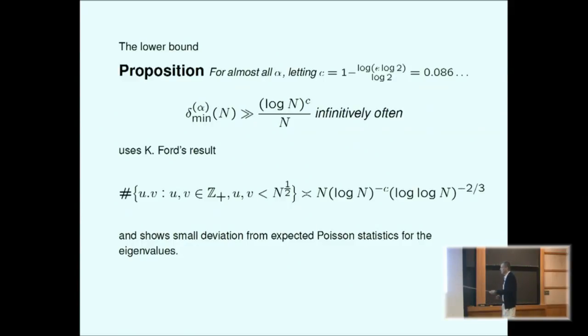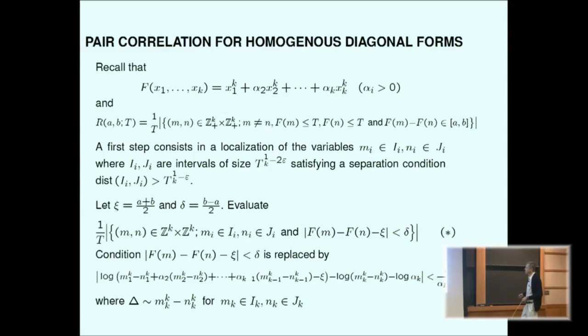So this result is non-trivial and was obtained by Ford, it appears in a paper published in a journal some time ago. And so there is a certain constant C, 1 minus log e, and this is the correct answer. So it shows you deviation of these expected Poisson statistics. I was going to discuss homogeneous diagonal forms, which runs very much the same way, but maybe I will not do that since there is a limit of time.